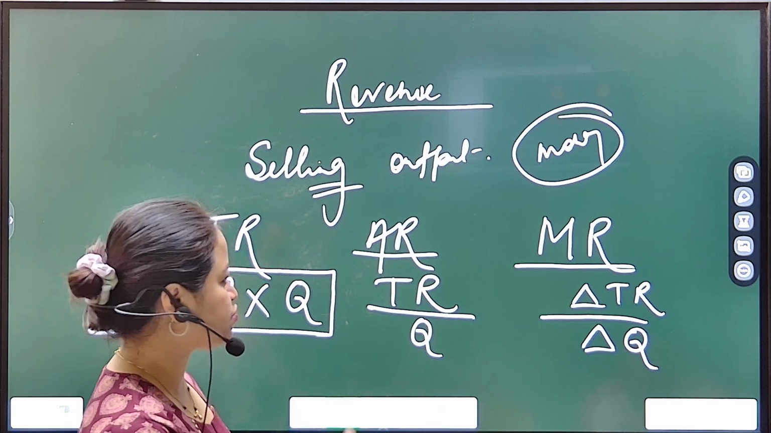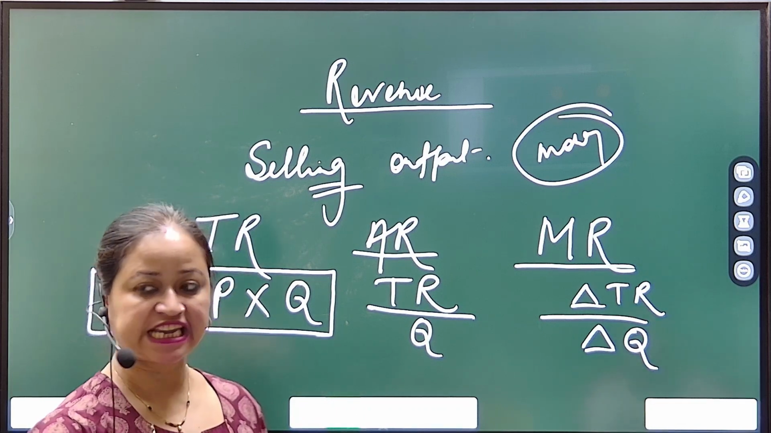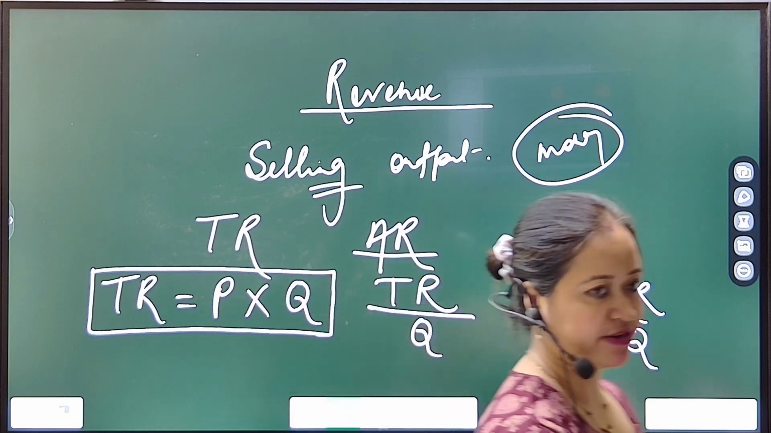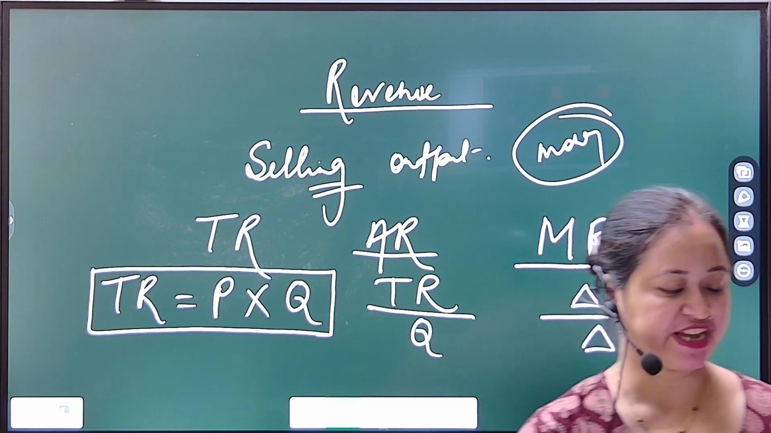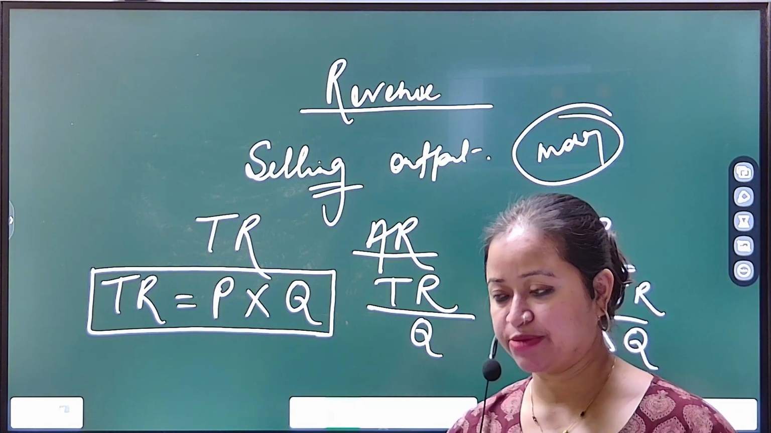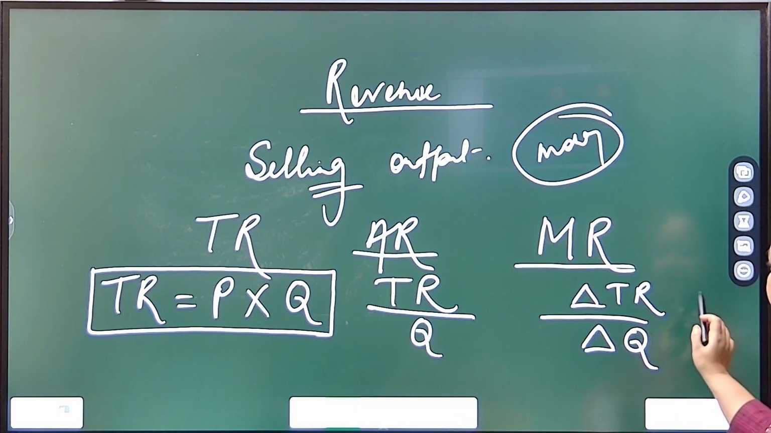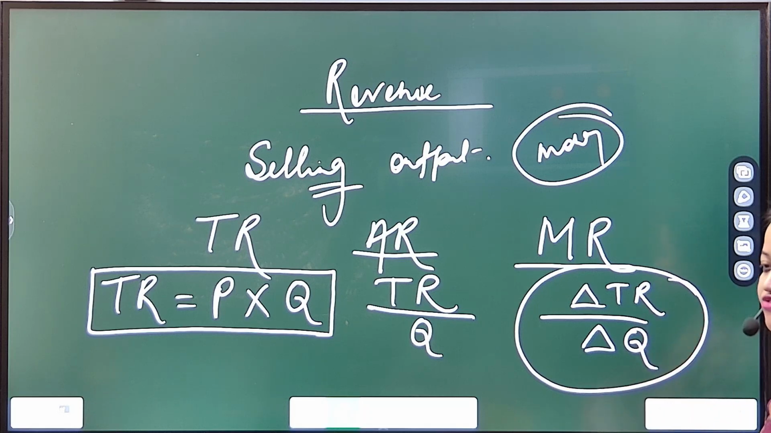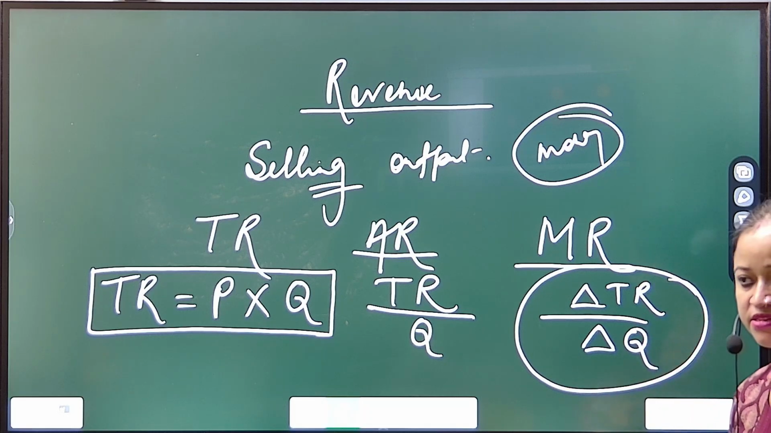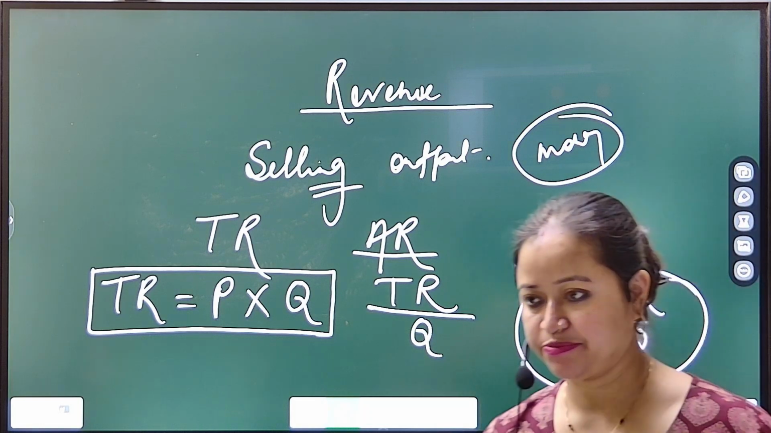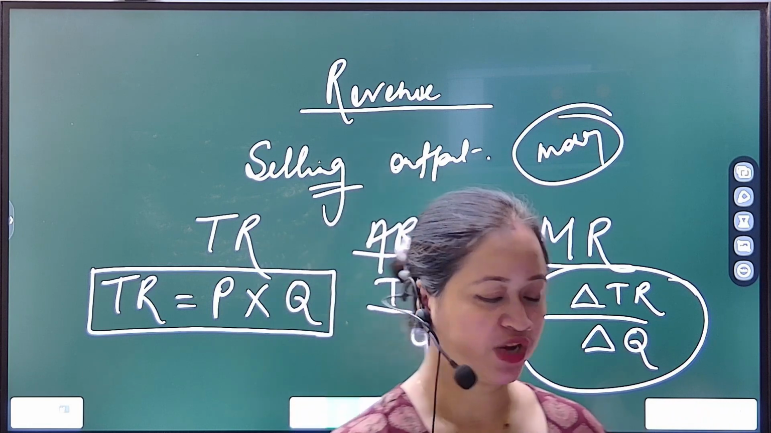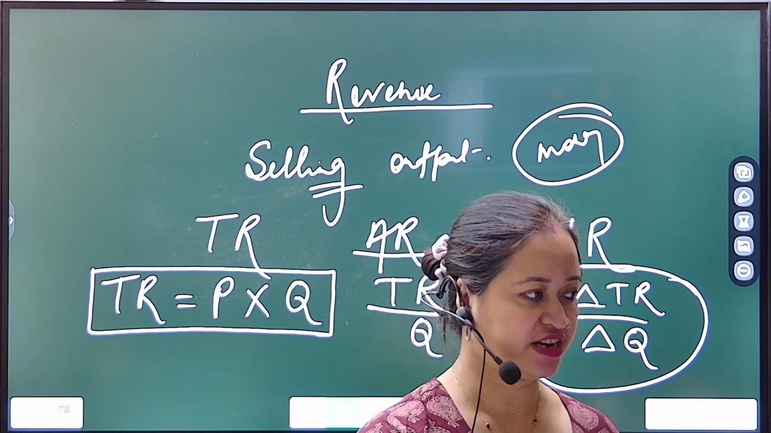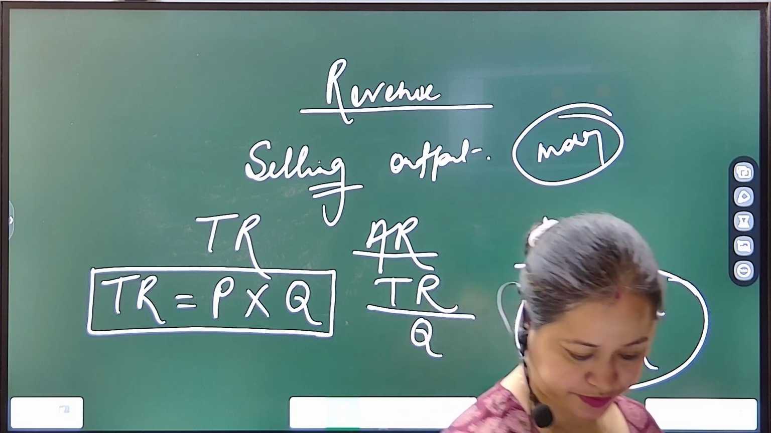So marginal revenue is what? Marginal revenue is the additional income that is obtained by selling an additional unit of output. So if you are selling an additional unit and you are getting an additional income, that is called your marginal revenue. So marginal revenue is equal to change in TR divided by change in Q.